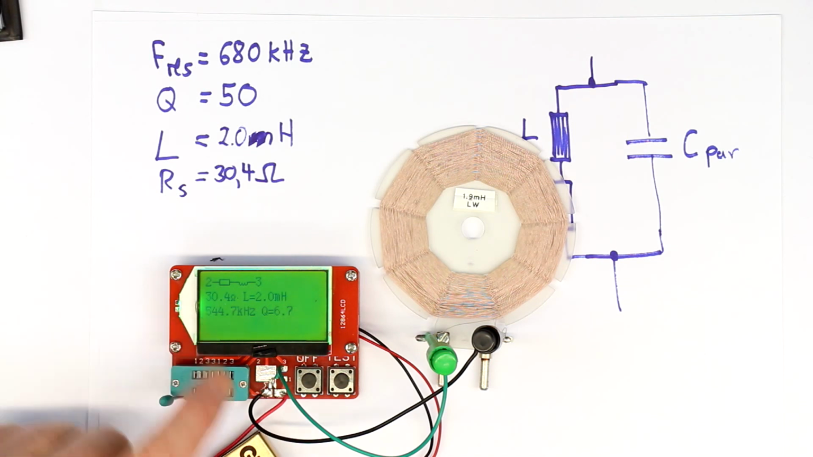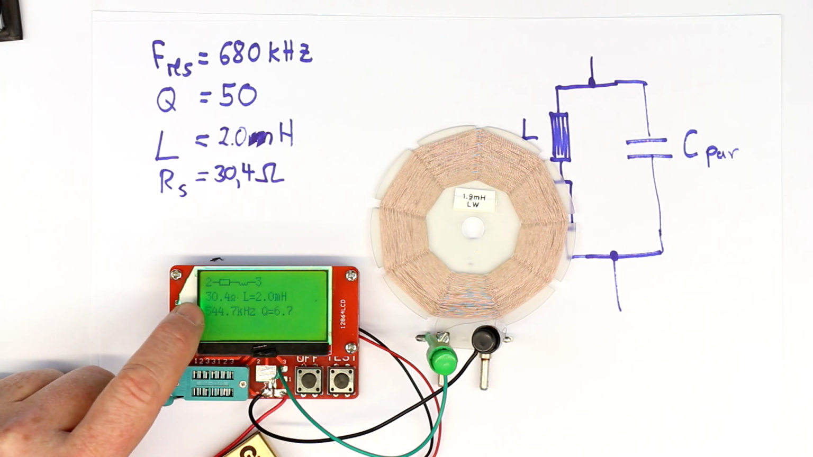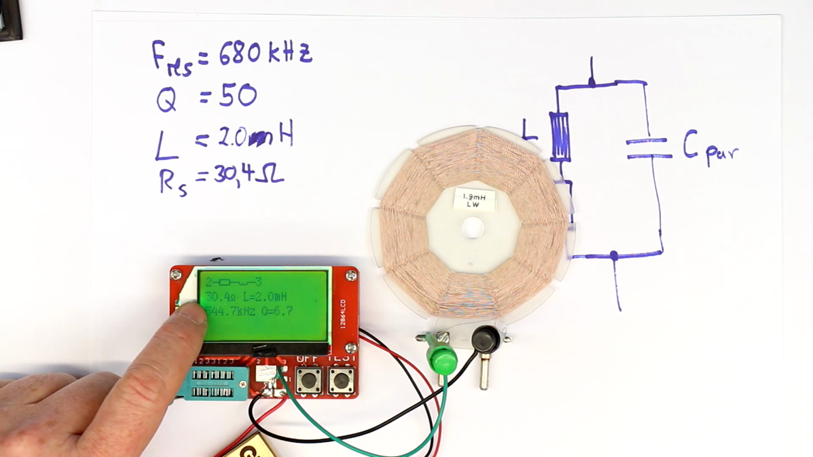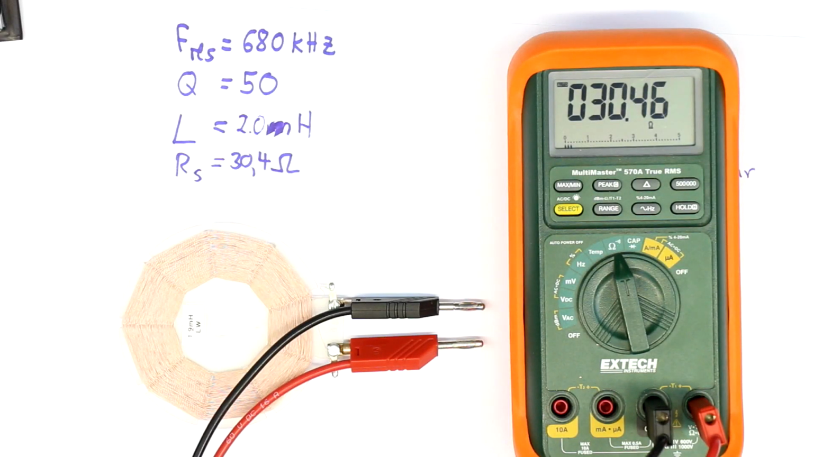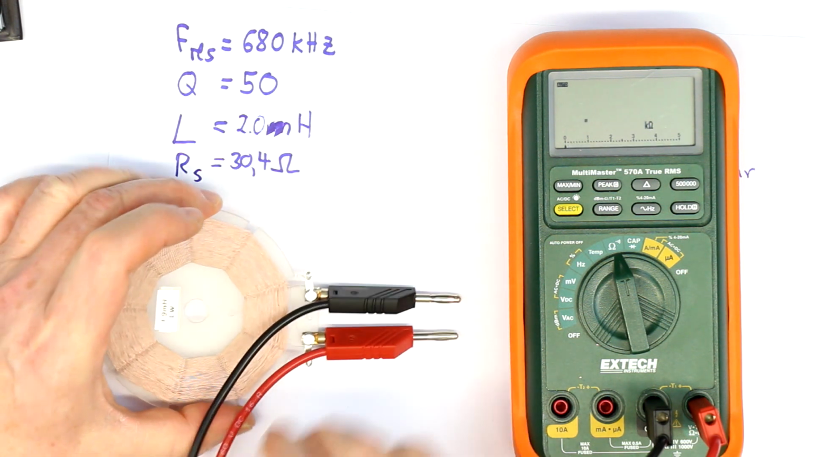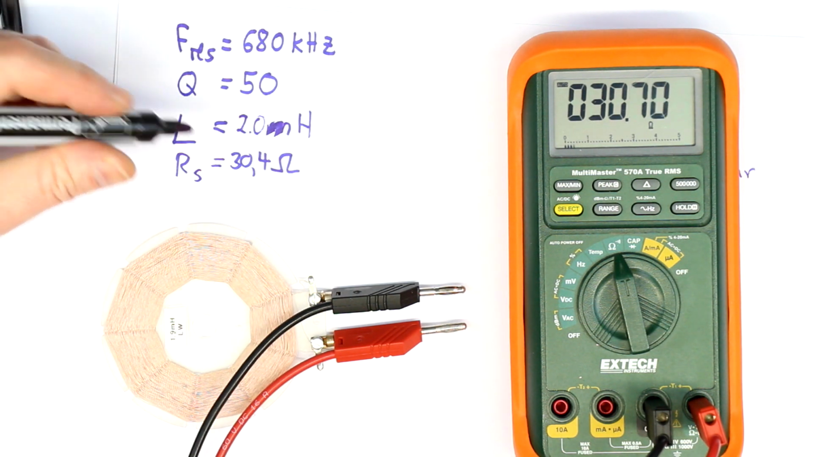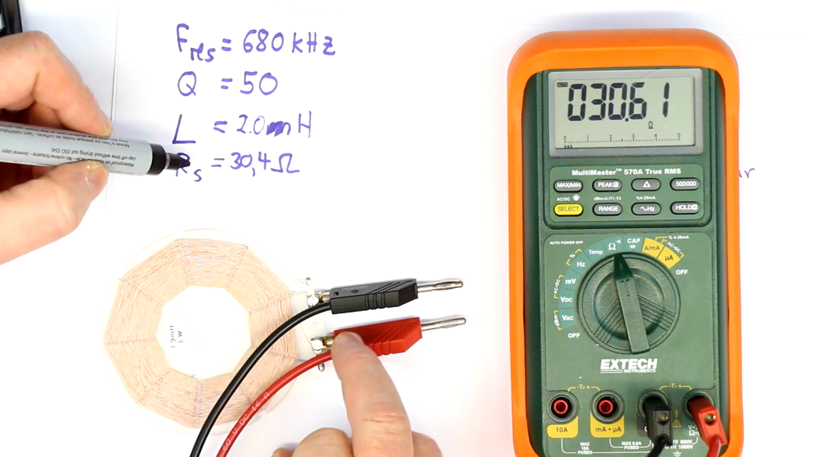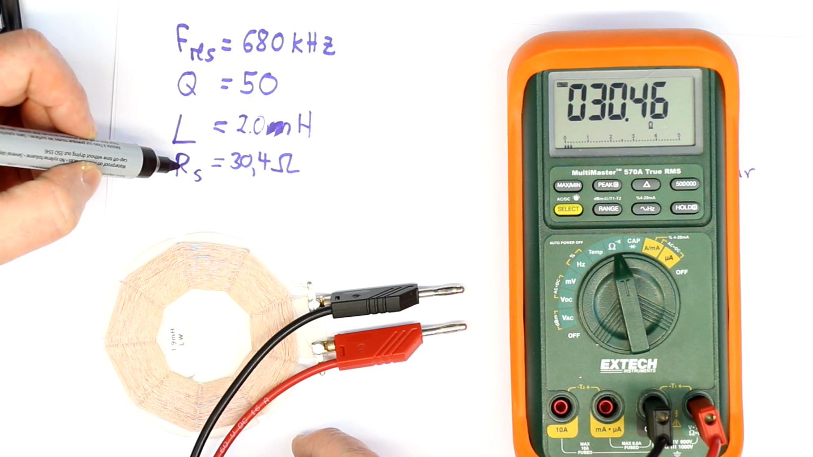Yeah, the measurement frequency is set to be 544 kilohertz. Just ignore the Q factor here. But let's compare this with the DC resistance. If we get the same result, what I'm expecting, we get a lower DC resistance. So I've connected my multimeter here, which directly plugs into these 4 millimeter banana plugs, and we get a DC resistance of 30.5 ohm.